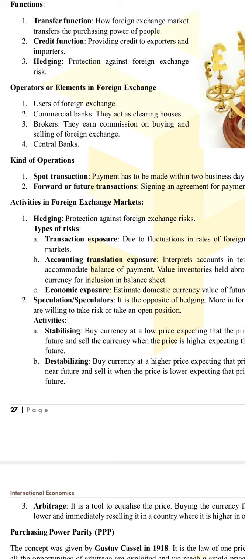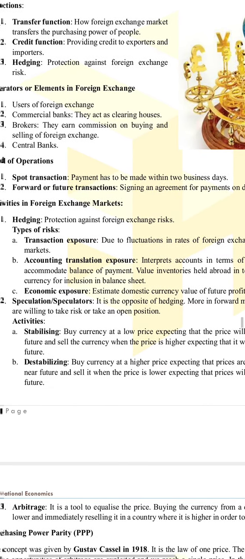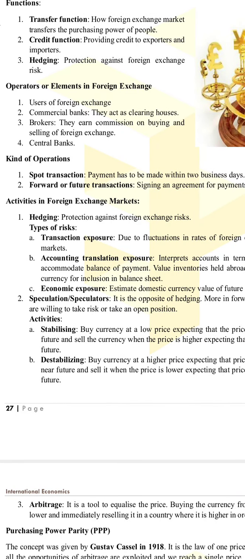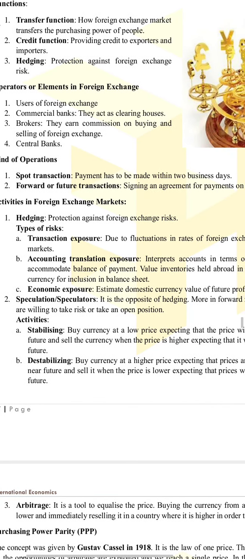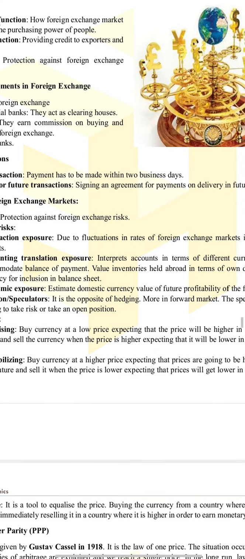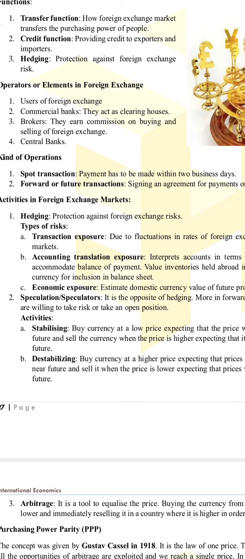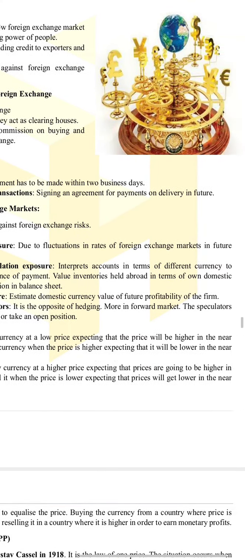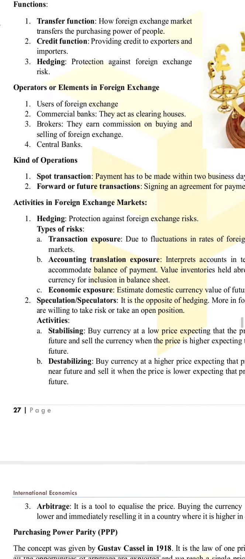Okay, the kinds of operation are spot transaction and forward or future transaction. In a spot transaction, payment has to be made within 2 business days. In a forward or future transaction, an agreement is signed for payment on delivery in the future.